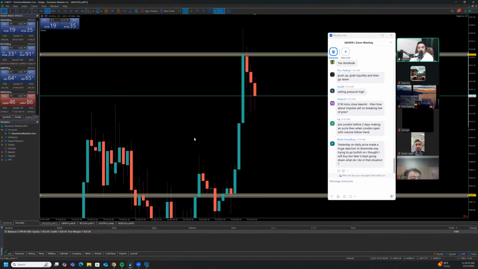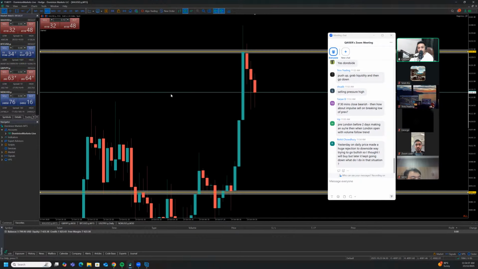So with the opening of London, if I can give my trade a chance, I will go with that one. Selling pressure is high if the 30-minute closes bearish. Then how about an impulse sell on breaking the low of the previous? Yeah, it's a risky one.